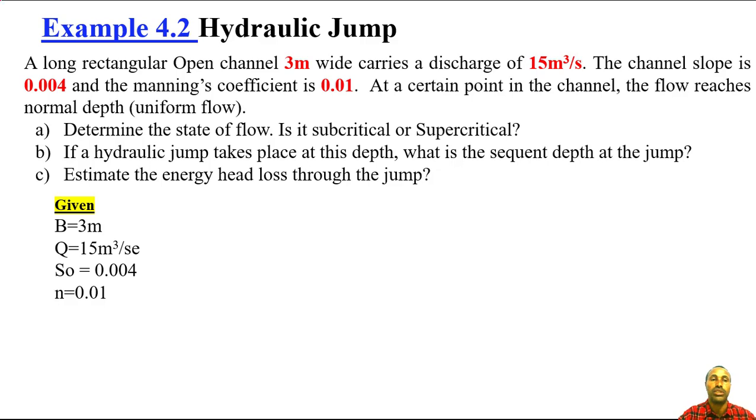Okay, the second example is a rectangular channel, 3 meter wide, carrying a discharge of 15 meter cube per second. The channel slope is given, which is this one, 0.004. This is the bed slope.